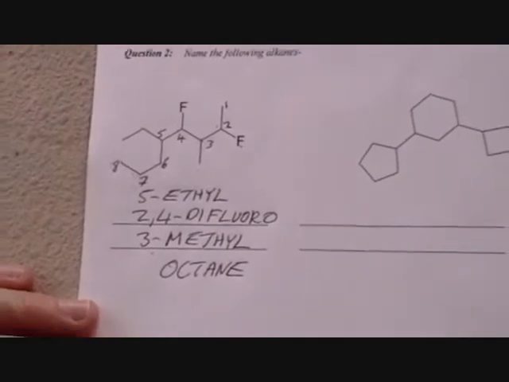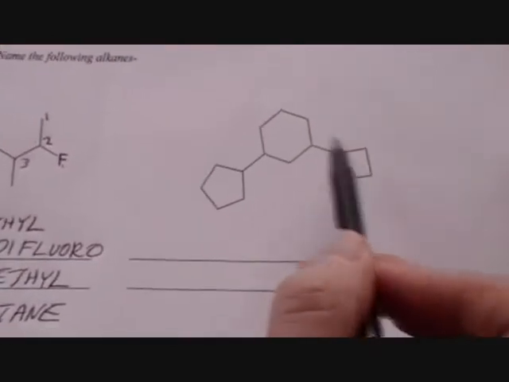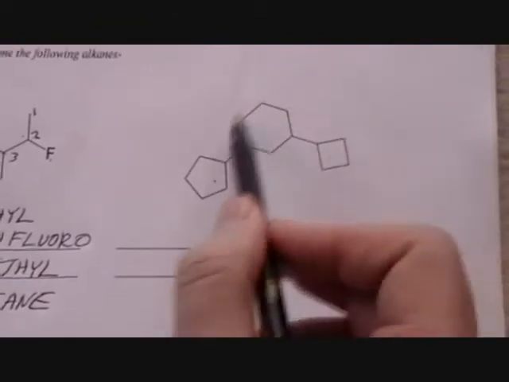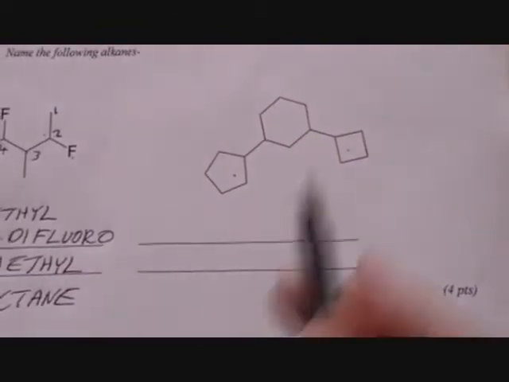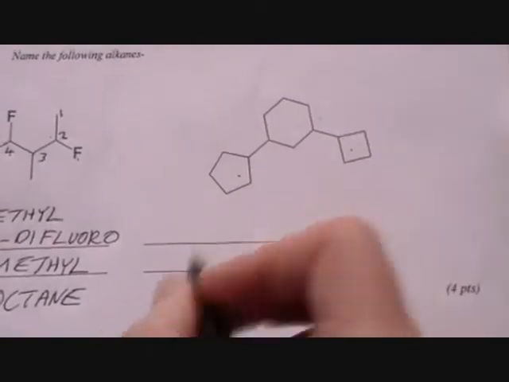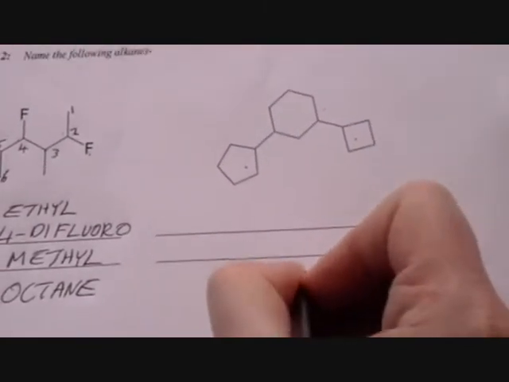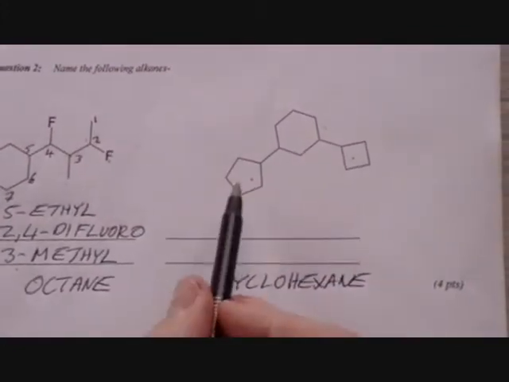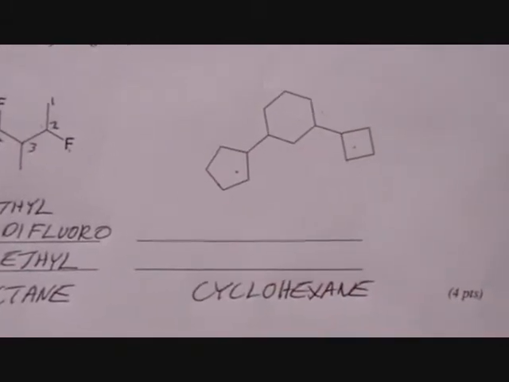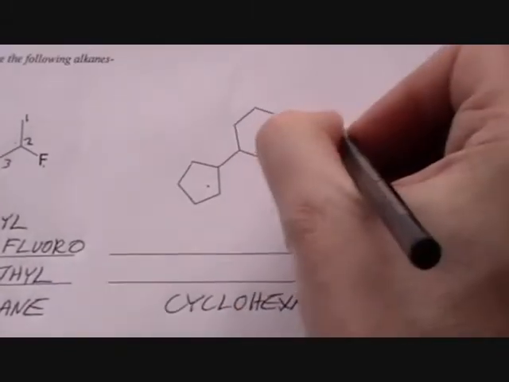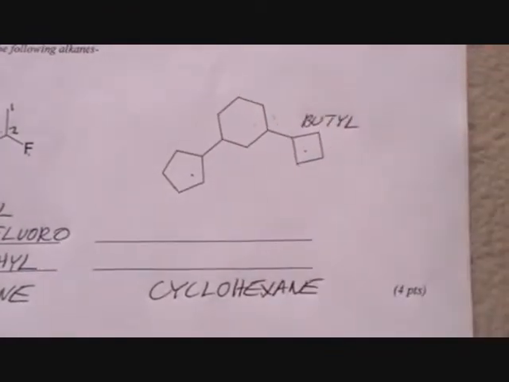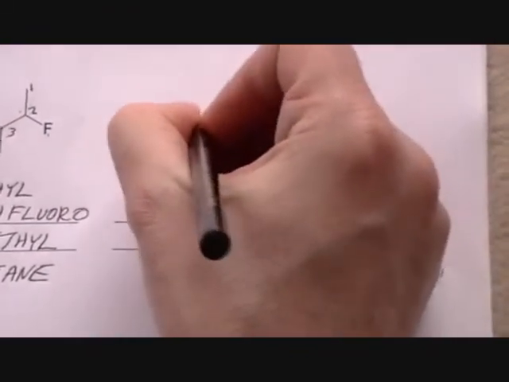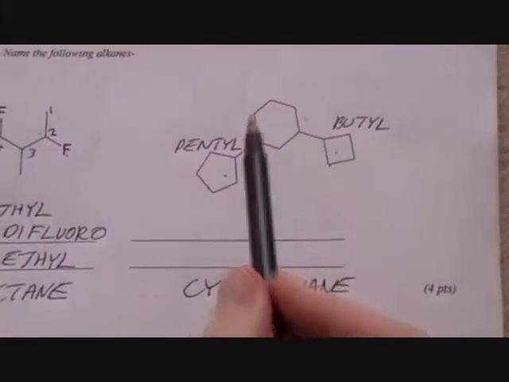Looking at the example on the right hand side of the page, we've got 3 rings connected together, but the largest of the 3 rings and dominating the molecule is this middle cyclohexane ring. So that gives us the core of the name. It's a cyclohexane molecule. And we have 2 cycles branching off from this central 6-membered ring. We have a 4-membered ring and also a 5-membered ring. So it's going to be 1,3 disubstitution, but is it 1 pentyl or 1 butyl?